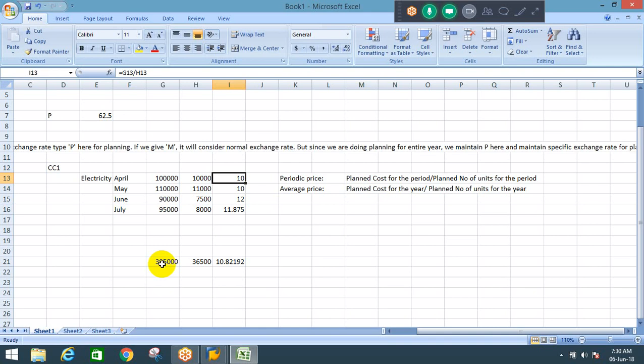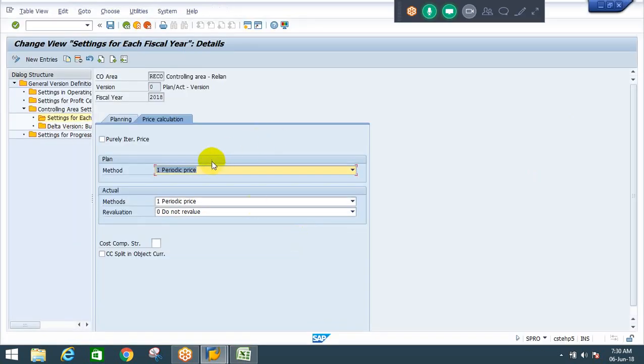Because it is very difficult to plan period-wise cost and price, number of units. It is very difficult to plan period-wise cost and period-wise number of units. That is the reason, if you follow the average price calculation method, that is the best method. We will get approximate price. So the best practice is average price. Note down, best practice is average price method.